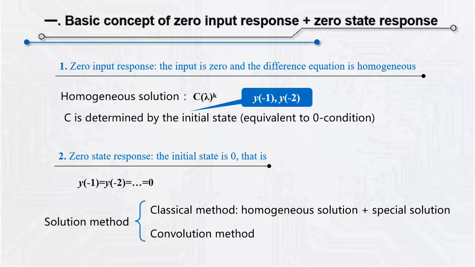The solution method for inhomogeneous difference equations has two main types. First, the classical method, which is the homogeneous solution plus the particular solution. The second method is the convolution sum, which I will describe later.